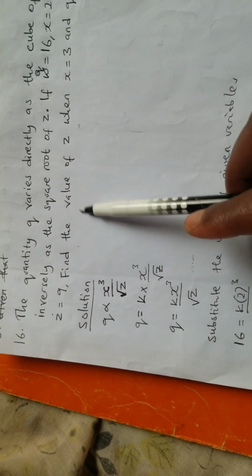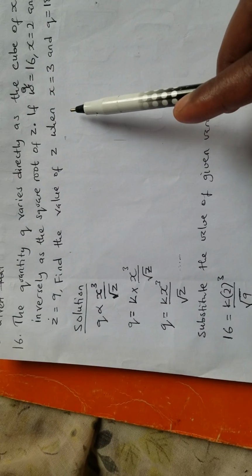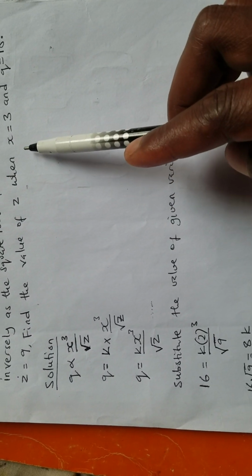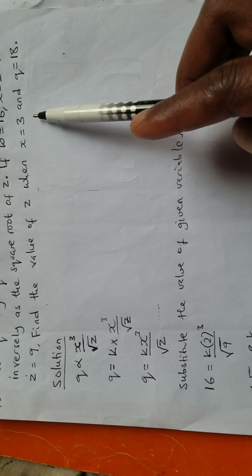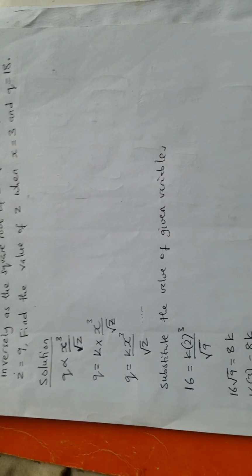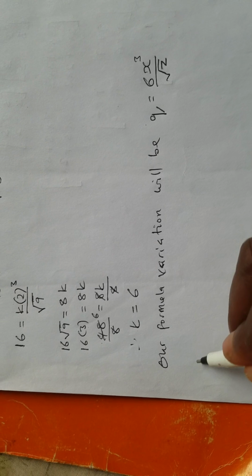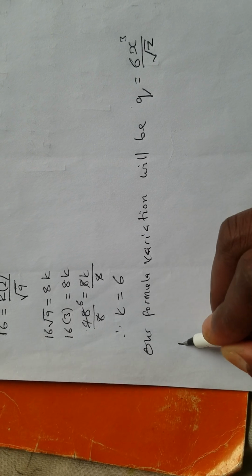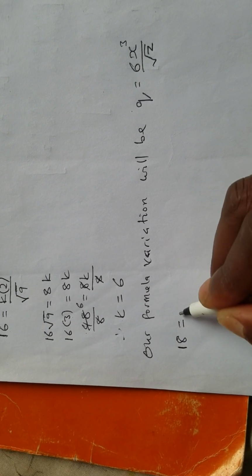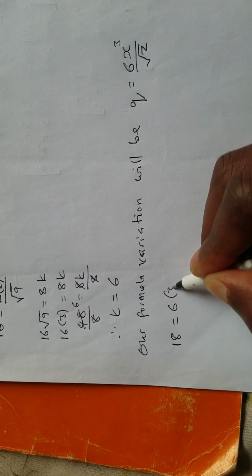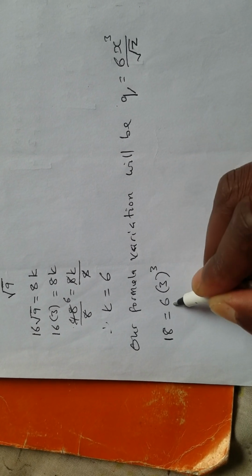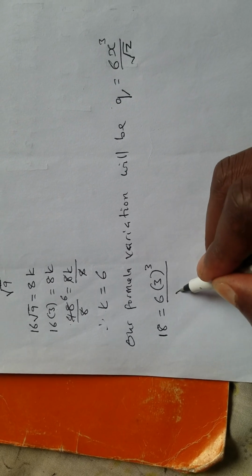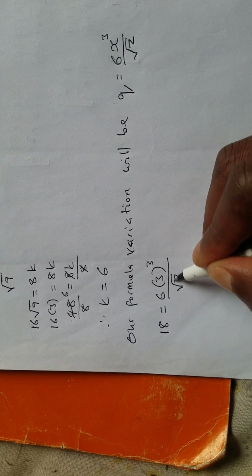Now we have been given a question saying find the value of z when x is equal to 3 and q is equal to 18. So we are going to use this one. We have to find the value of z when q is equal to 18 and when x is equal to 3. So we have 3 to the power 3, and we have to find the value of this z here.